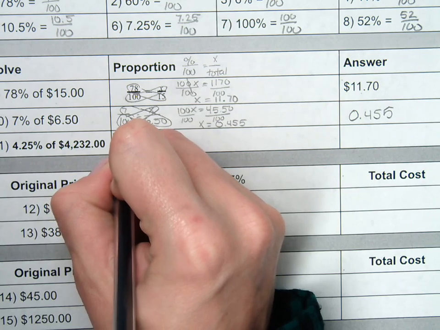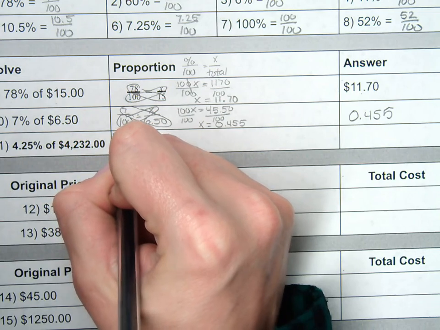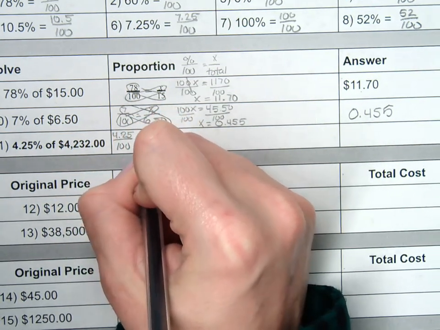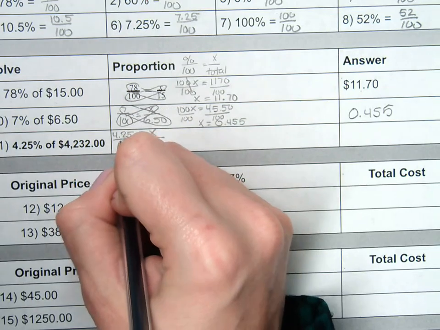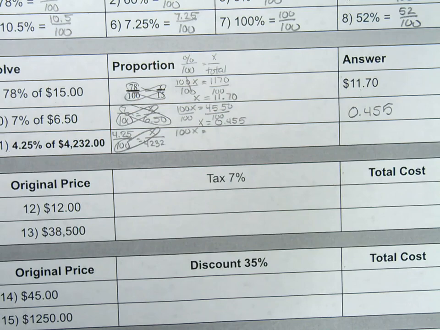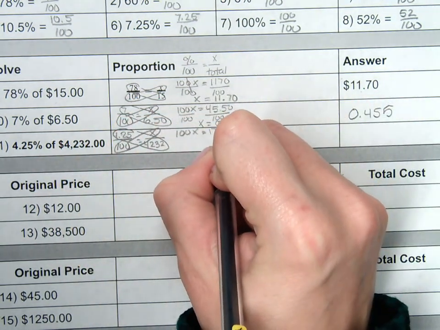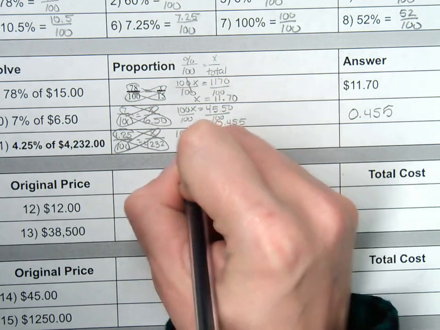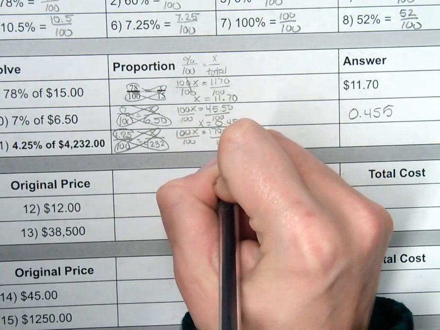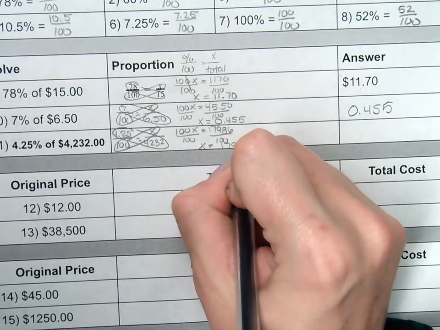Next, we have our percent, which is 4.25 over 100 equals x over 4232. 100 times x is 100x. 4.25 times 4,232 is 17,986. Divide by 100, and we have x equals 179.86.